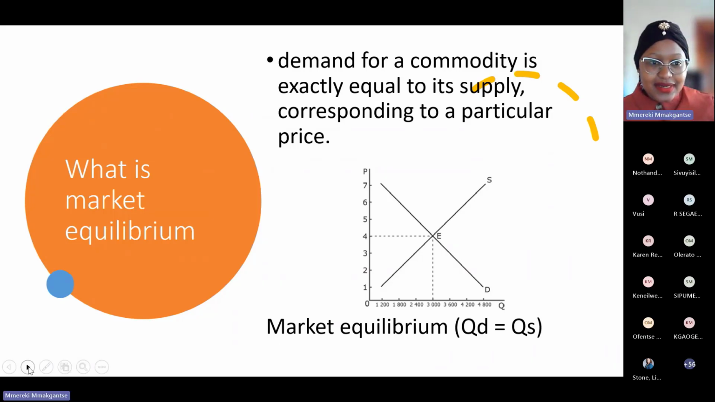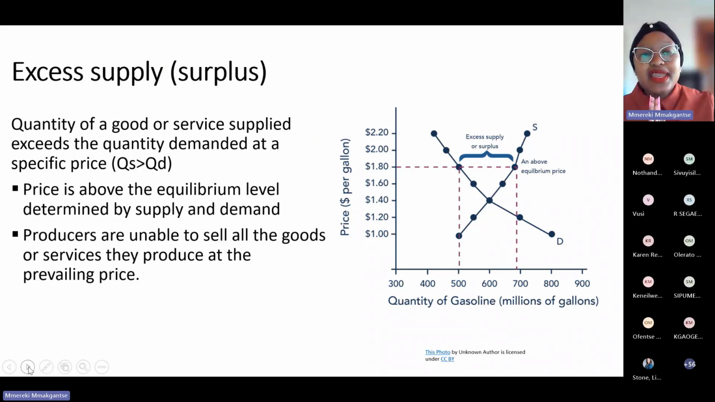Now, next, we're going to be learning about excess supply. What is excess supply? Excess supply is when the quantity of a good or service supplied exceeds the quantity demanded.